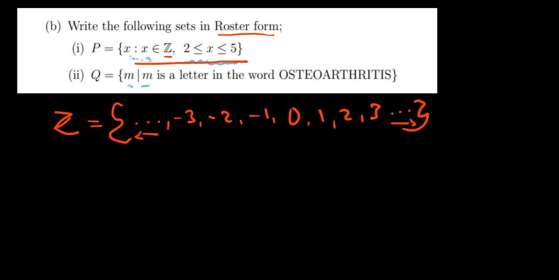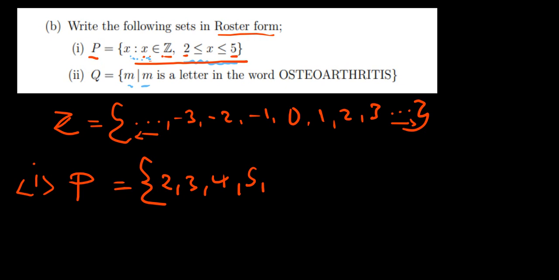So we're being told here that this set P is a set of all x's such that this x is an integer, and this x is between 2 and 5. So if it's between 2 and 5, the elements in set P will just be, we are going to start at 2, so it will be 2, 3, 4, 5. I think we end on 5 there. So these are the elements that are going to be in set P: 2, 3, 4, and 5.